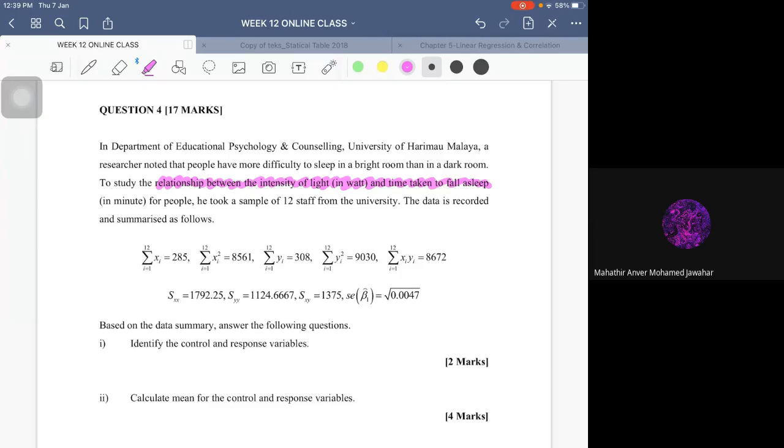So we have two pieces of information in this one sentence. One is the statement about the relationship between the intensity of light and time taken to fall asleep. It's giving us a hint about what the variables are, what is going to be the x and what is going to be the y. The second piece of information is that we have a sample of 12 staff, meaning that n equals 12. Then all the data for the sample is recorded here, so you don't have to do any calculation. The values of sum of x and sum of x squared are already given.